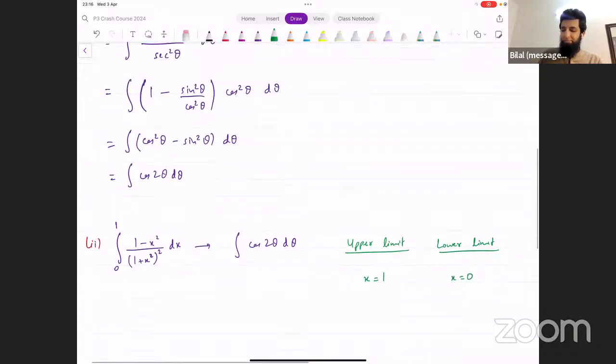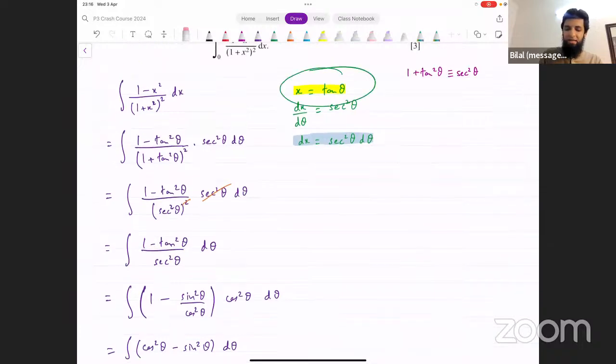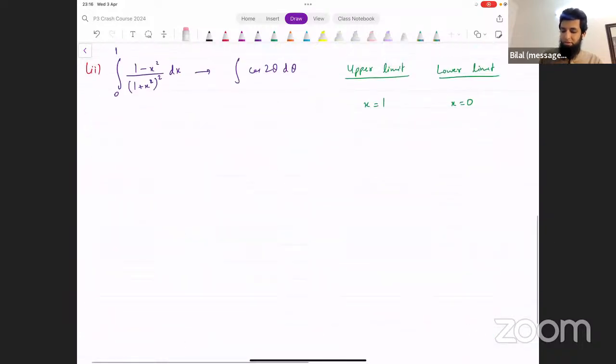Now, what was the substitution that we used? X equals tan theta. So in the case of the upper limit, x is 1, so we have 1 equals tan theta. When is tan theta equal to 1? You take the smallest positive value in radians. Tan inverse of 1, what's that? Just do that on a calculator, and tan inverse of 1 is pi over 4. In radians, it's going to be pi over 4.